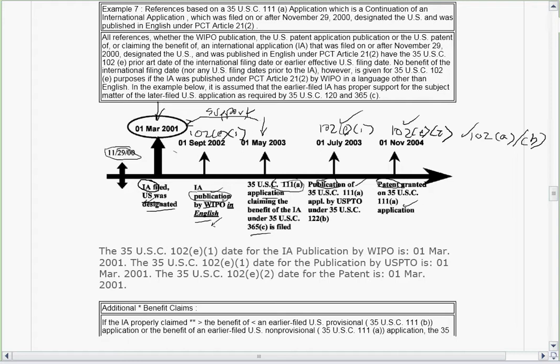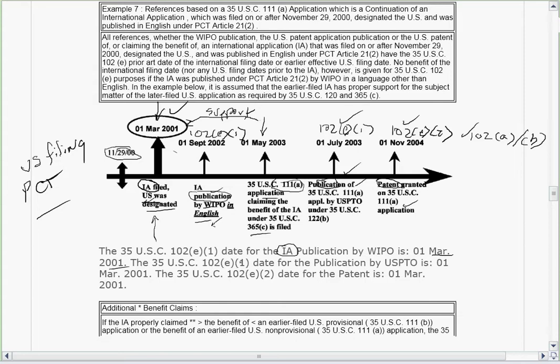That's pretty straightforward. So all of our dates: the 102(e) date for the international publication is March 1st, 2001. That's what we would expect. The 102(e)(1) date for the pub in the U.S., this pub here, is the same date. We'd expect that, and the same with the patent. They can all get back to this date, since 102(e) applies to U.S. filing dates, right? And to PCT if the requirements are satisfied, and here the requirements are satisfied. So we can treat this as a U.S. filing date.